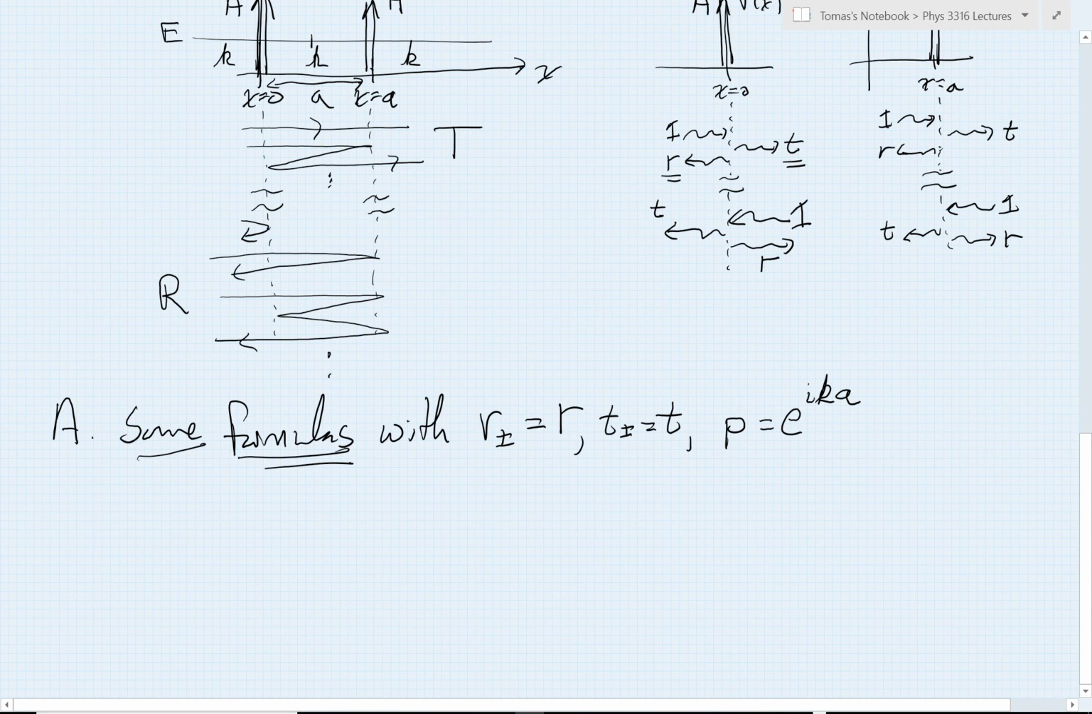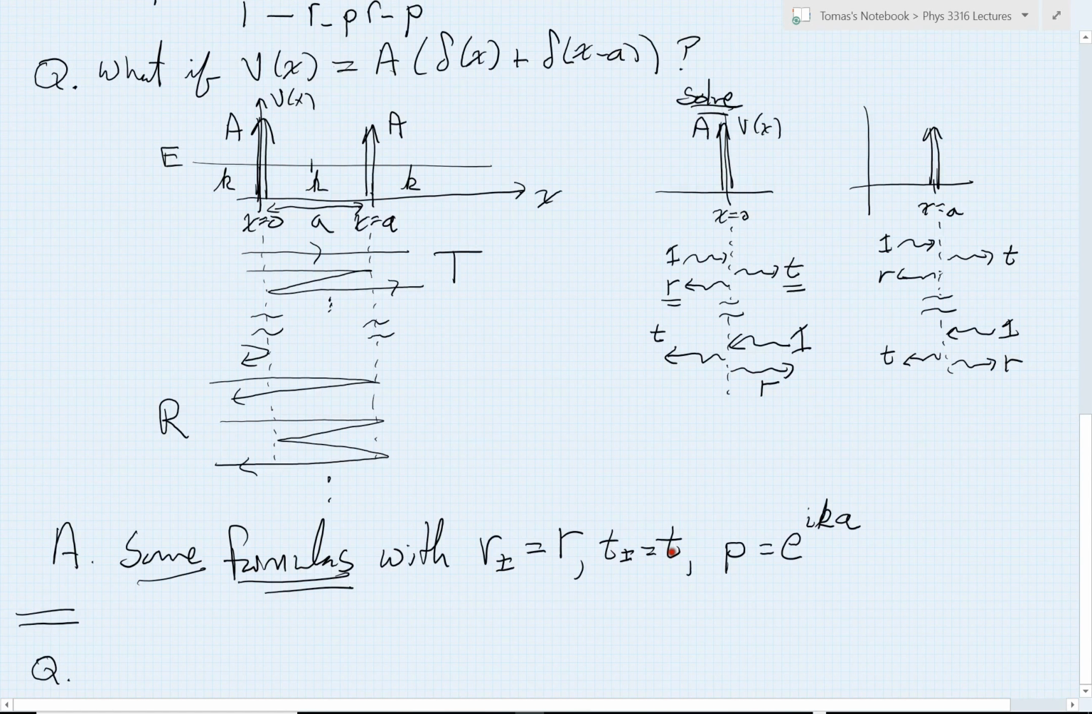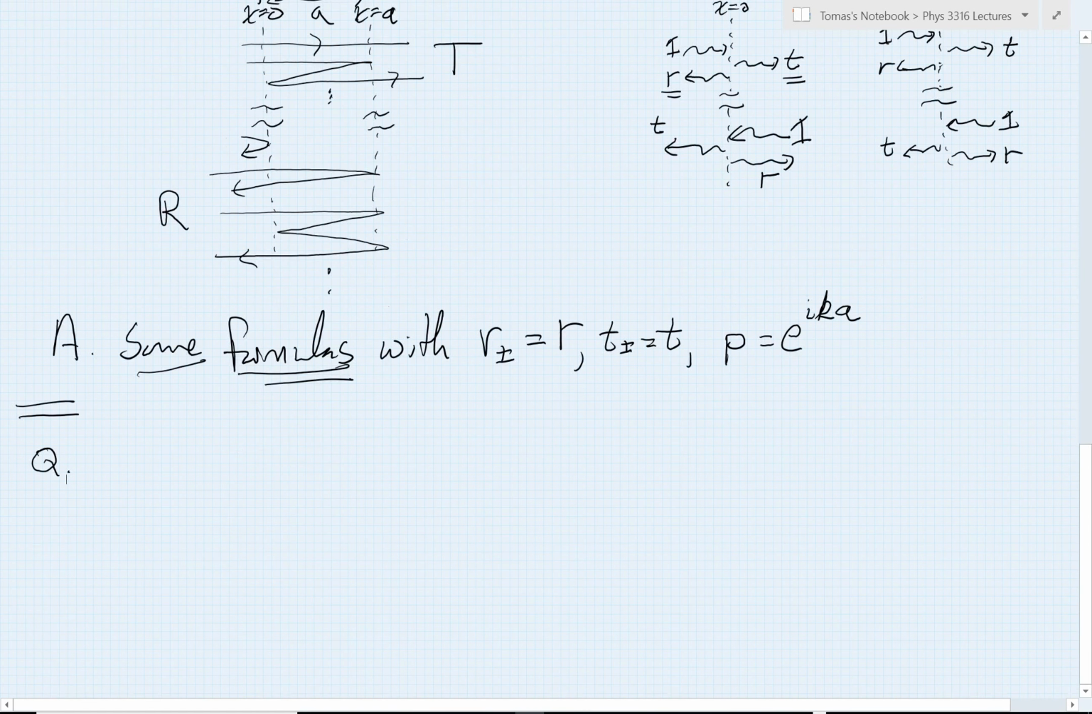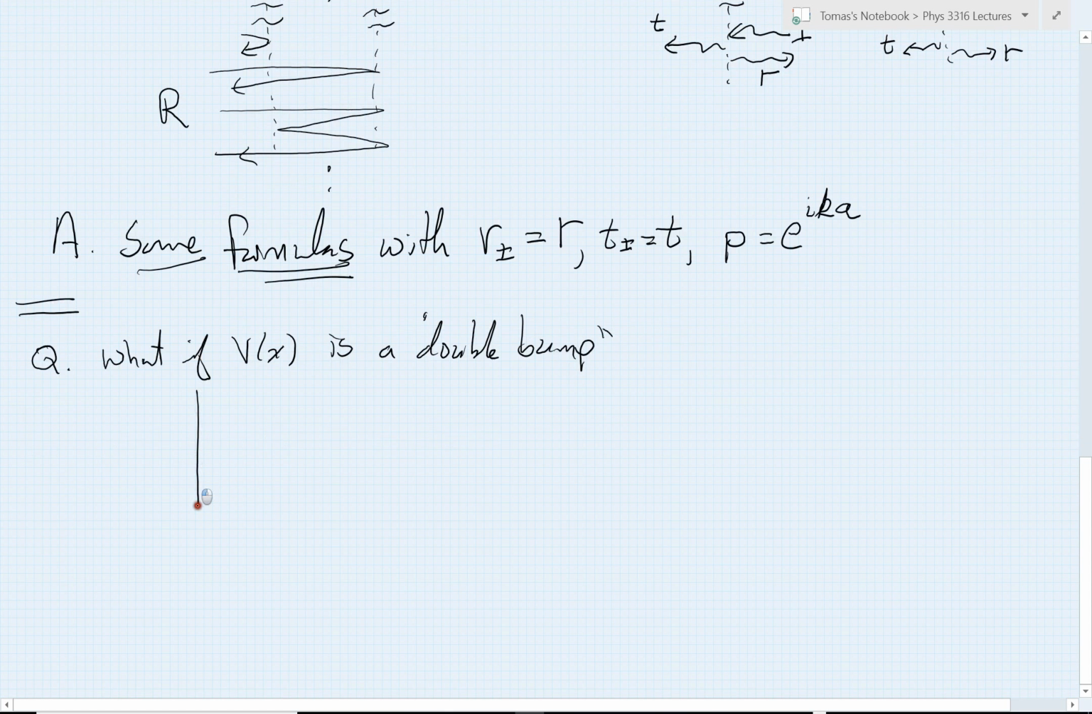So let's now consider something that's more challenging. So here's my new question. Instead of thinking of something that has two delta functions in it, what if V of x is a double bump, a double square bump? So my potential now is going to appear as follows.